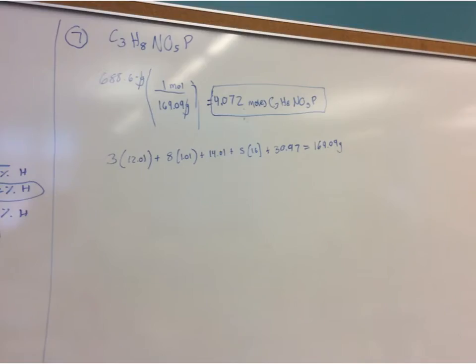For this problem here, you want to find the molar mass of C3H8NO5. The molar mass of this is 169.09 grams. So then they gave you 688.6 grams. So you want to multiply that by 1 mole over 169.09 grams, which is the molar mass. And this equals 4.072 moles of C3H8NO3P.